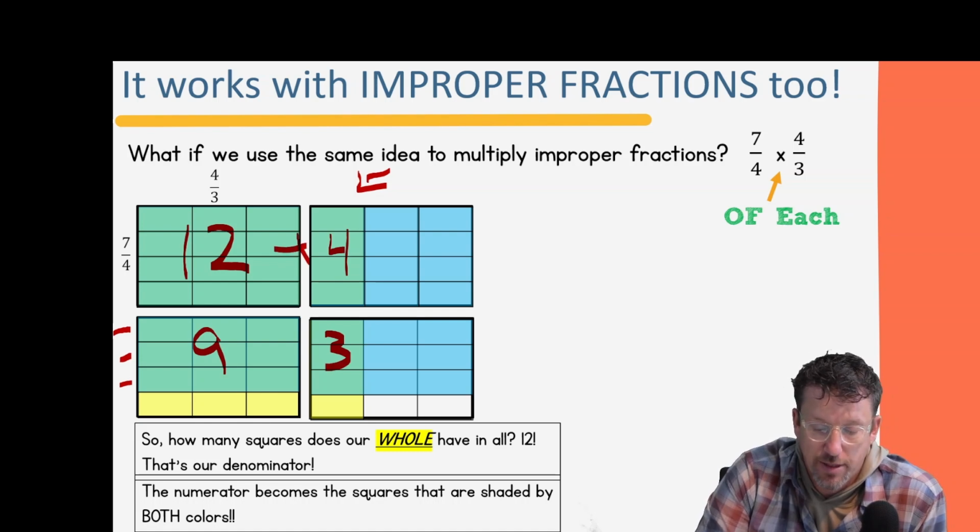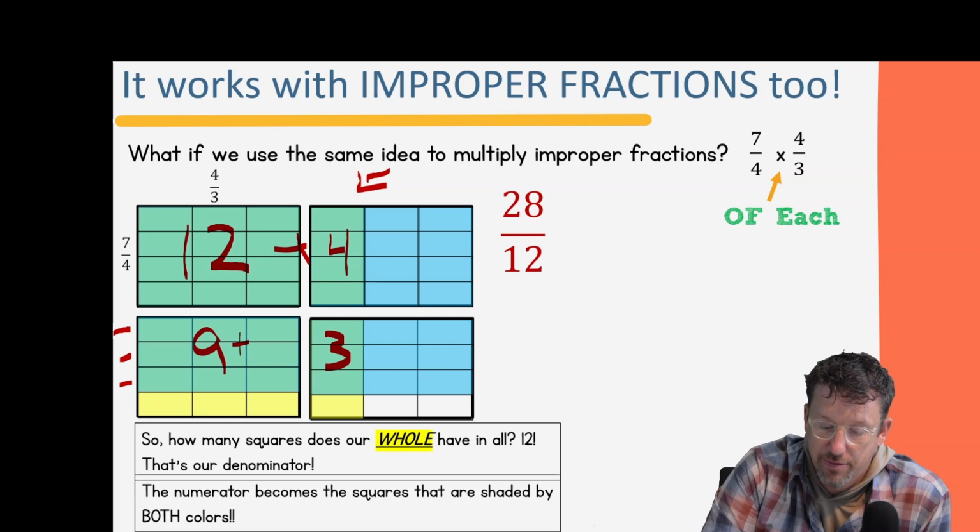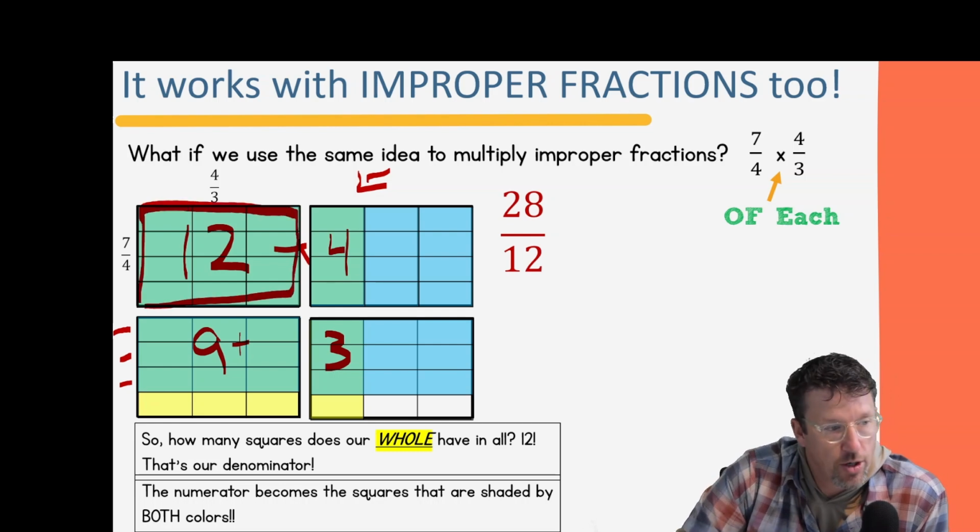12 plus 4 is 16. 16 plus 9 is 25. And 25 plus 3 is 28. So our numerator is 28 and our denominator is 12 because that's what our whole would be.